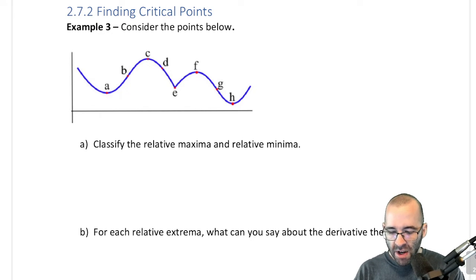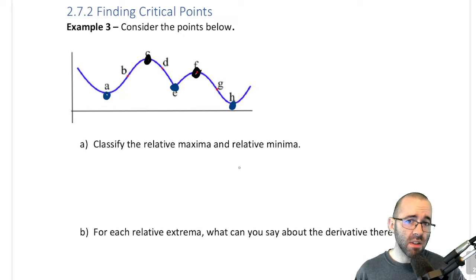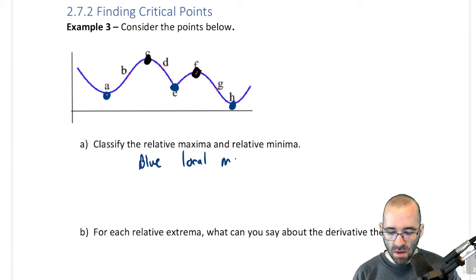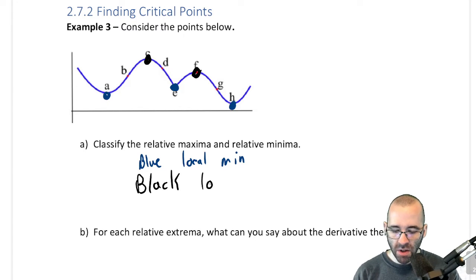All right, so you should have been able to find that we have local maxima here at C and F. And we have local minima at A, at E, and H. Now, E looks a little weird, right? It's a corner, it's a cusp, all right? But it is the smallest around, okay? So we've done that. Everything else is done. Okay, great. So blue are local min. And then the black was the local max.